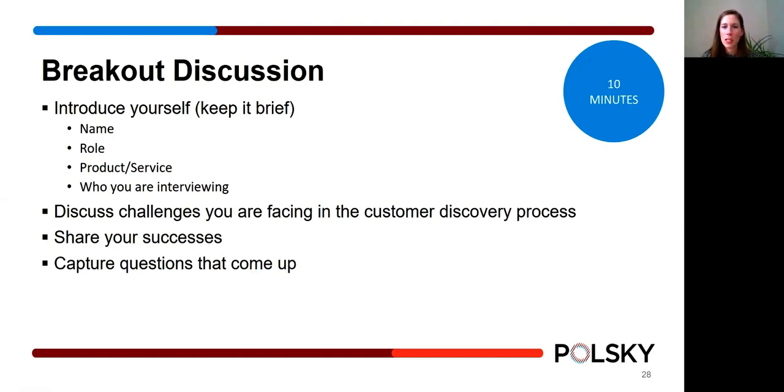And then as a group, pick someone who's going to capture questions that came up for the group so that we can raise those when we reconvene in 10 minutes.